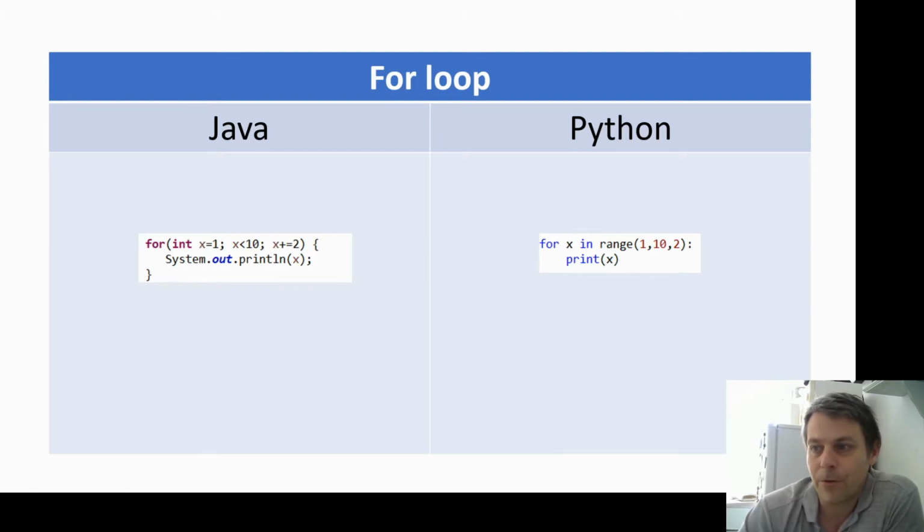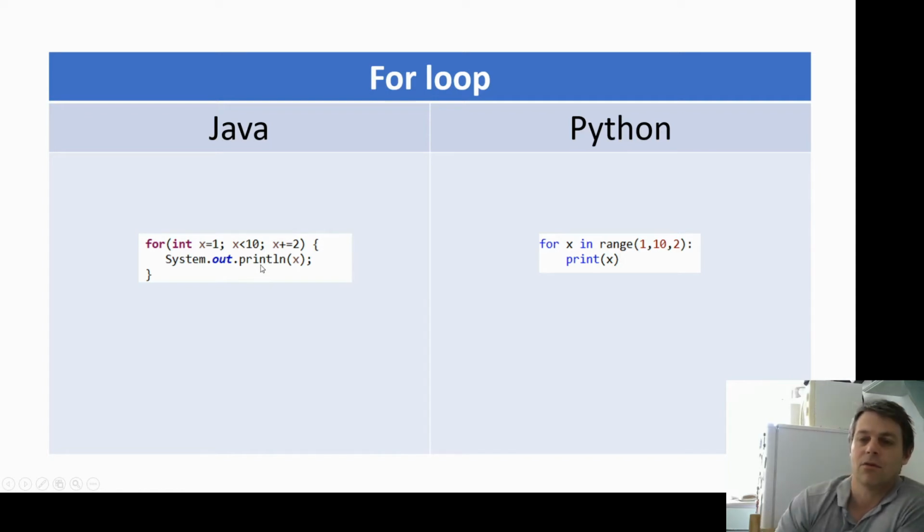Okay, so for a for loop, in Java we have the initial value, or the thing we do at the start of the for loop, the check that we do to see when the for loop should end, and the thing that happens in between each iteration of the loop. So this will print 1, and then because we're adding 2 each time, it will print 1, 3, 5, 7, 9, and then x is not less than 10, so it will terminate there.